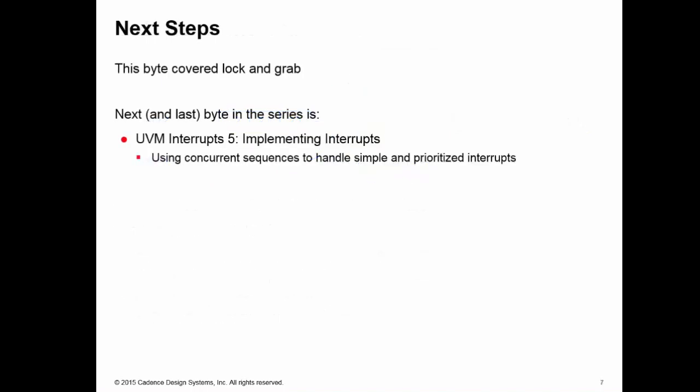Okay, so this byte covered locks and grabs, and remember the distinct difference is that locks are granted according to the current arbitration scheme, whereas grabs are granted immediately regardless of the arbitration scheme. In the next and the final byte in this series, we'll show you how we can build up this information we've learnt over the past training bytes to handle simple and prioritized interrupts in UVM.